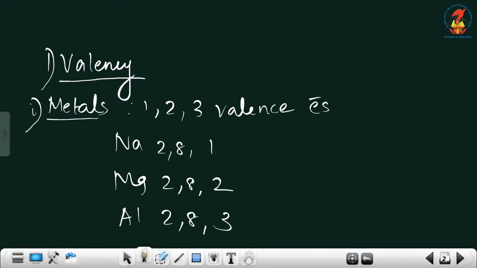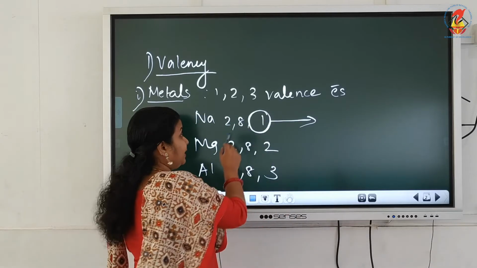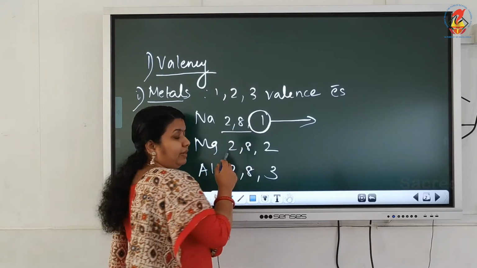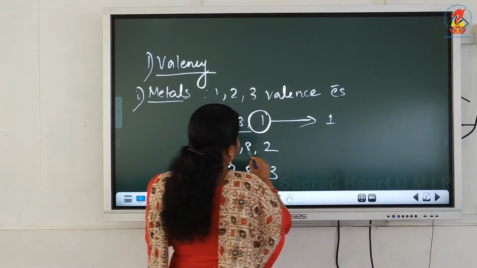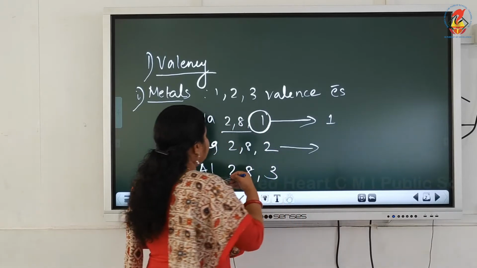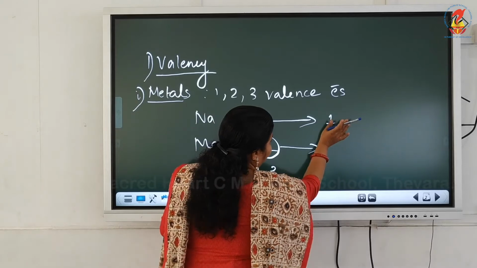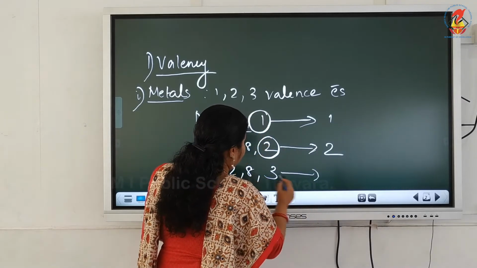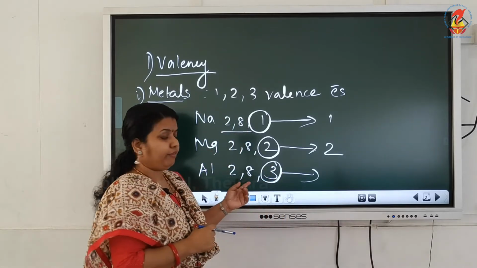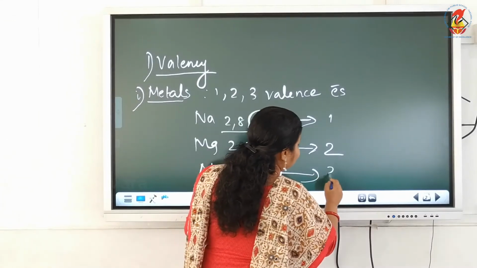So, what will be their general tendency? How can the sodium attain stability? If it loses this 1 electron, it will get the configuration of neon. So, what is its valency? 1. What is the valency of magnesium? If it loses 2 electrons, it will get the configuration of neon. So, its valency is 2. Aluminum, the same way, can attain stability by losing 3 electrons. So, its valency is 3.